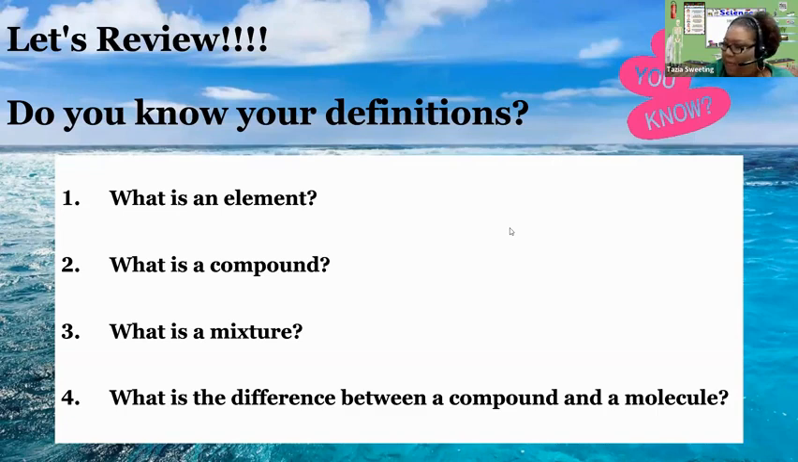What is a mixture? What did we say a mixture was? Do y'all remember? What is a mixture? A mixture is a kind of matter that is made up of two or more elements or compounds joined together. And how are they joined together? You're like 95% of the way correct. They are chemically joined.